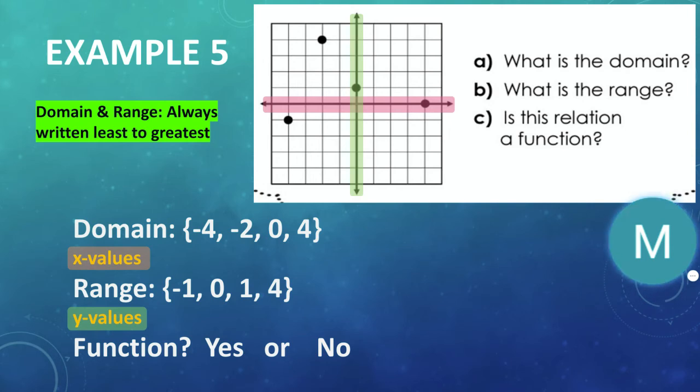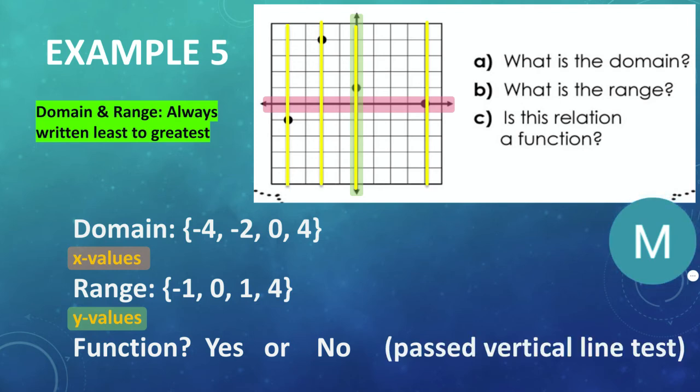Next, I'm going to do the vertical line test for this discrete graph. So when I put the vertical line through the first point, it only passes through one point. Same with the second, third, and fourth. Since the vertical lines each pass through one point, it passes the vertical line test. If it passes the vertical line test, then it is a function.